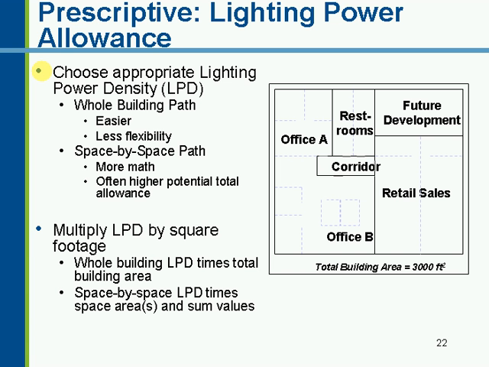The space-by-space path requires more effort on your part. You have to calculate the square footage and divide out the different spaces in the building, but you potentially get a higher allowance because every individual space type has a different lighting power density. Once you've chosen these values, then multiply them by the square footage. If it's whole building, you multiply by the total square footage of the entire building. If it's space by space, you multiply each individual LPD by each individual space type and sum up those values. Now, the point I want to make is that if you're using the space-by-space method, you may get additional allowance, but it depends on the mix of the spaces within your building, and we'll talk about that a little bit later on.